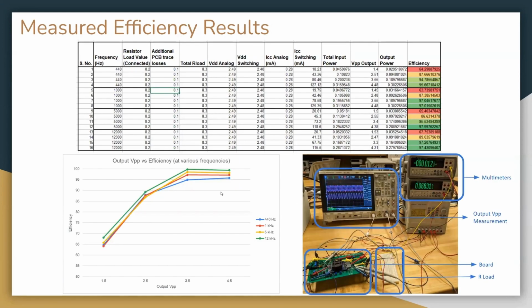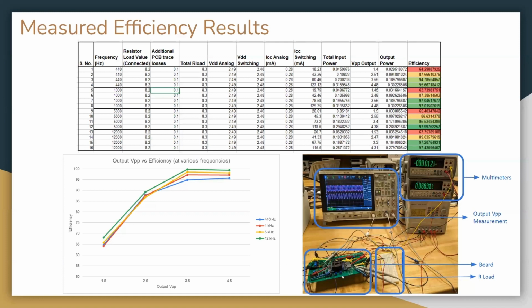Over here, we will go over our efficiency measurement setup. We have two ammeters which measure the DC current of the VDD analog path and the DC current of the VDD switching path. This is our testing setup with the chip inside, and the generated sinusoidal output is being fed to a resistor of 8.2 ohms.